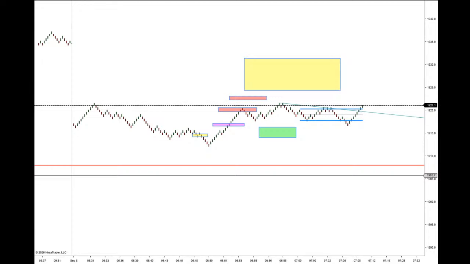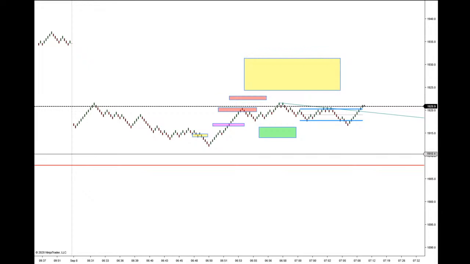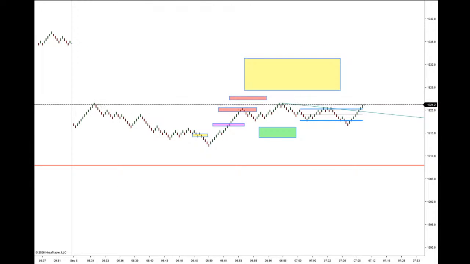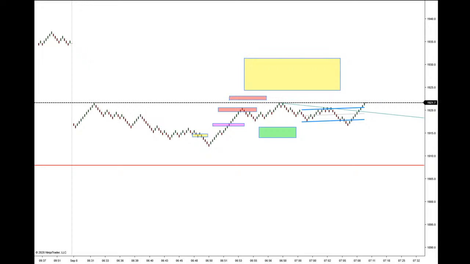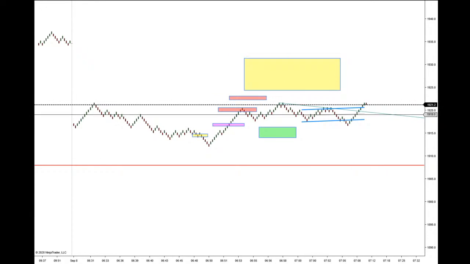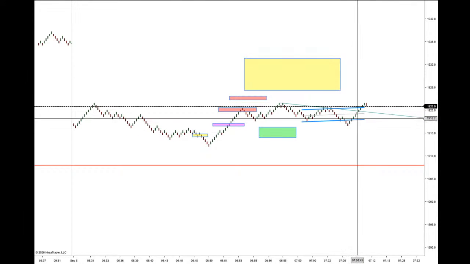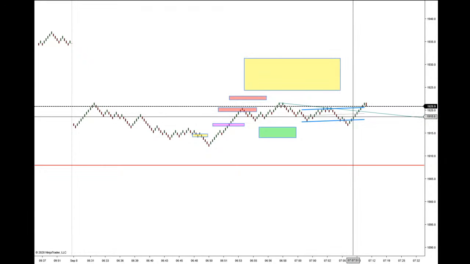Oh! That pisses me off. And I raised it a couple times, huh? You guys saw that. That pisses me off. Oh man. What a bummer. That would have been a nice little trade. That would have been a 2-pointer.